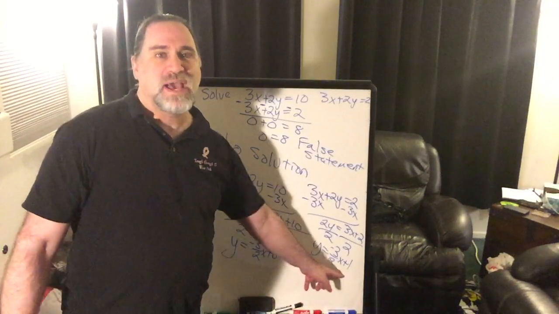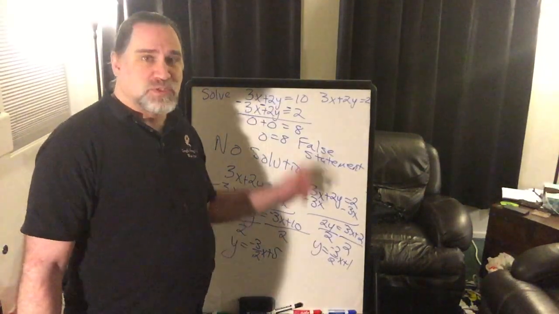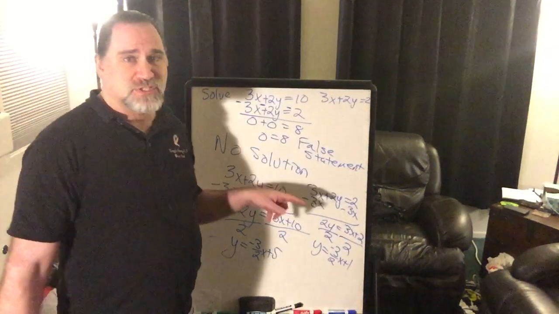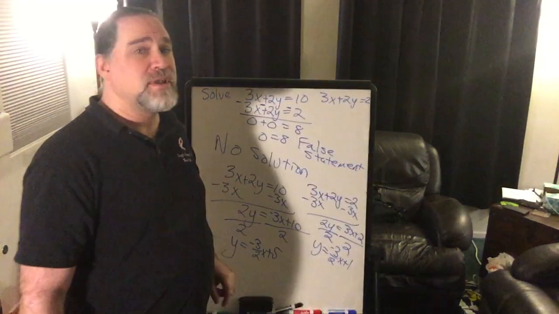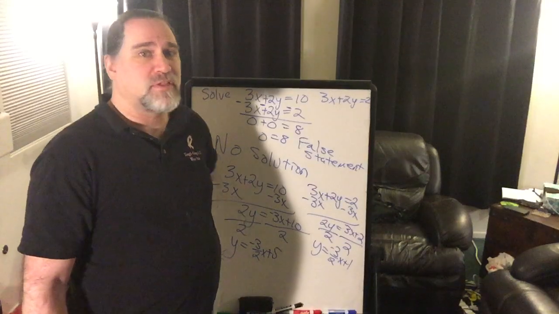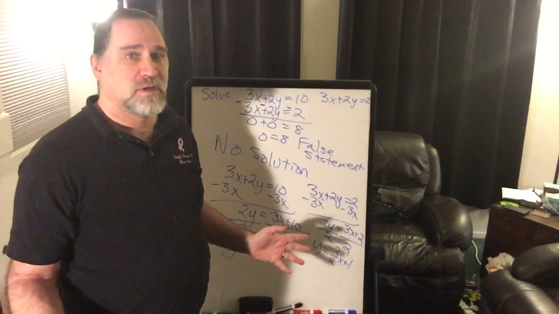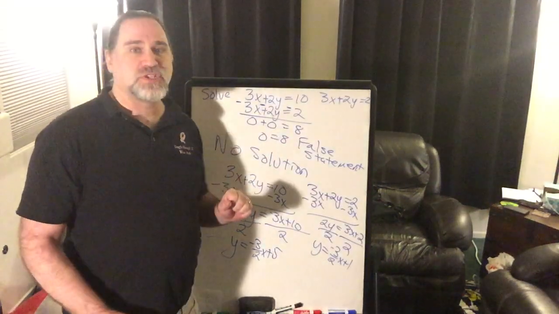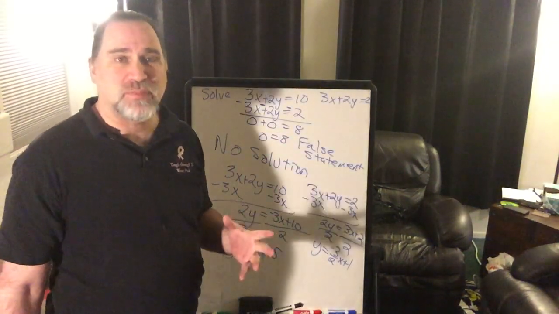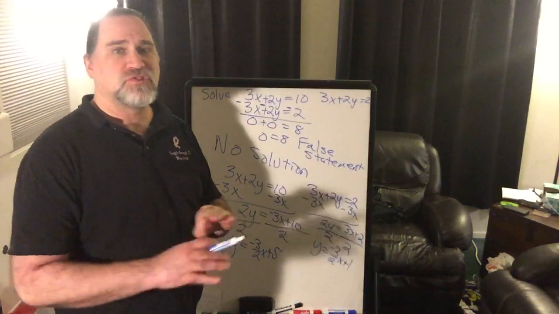They cross the y-axis at different spots, which means one's going to start at 5, one's going to start at 1, and then they're both going to go down 3 and over 2, down 3 and over 2. And they're never going to hit each other because they're going to follow that same pattern forever. Okay? So when we get this situation, we need to understand, what does that represent? That means there is no solution.